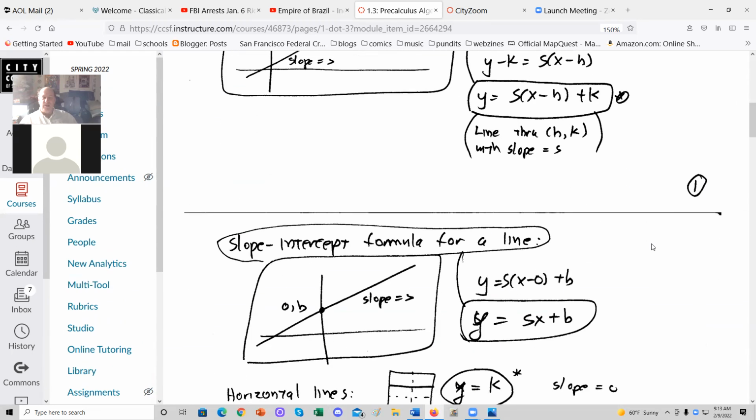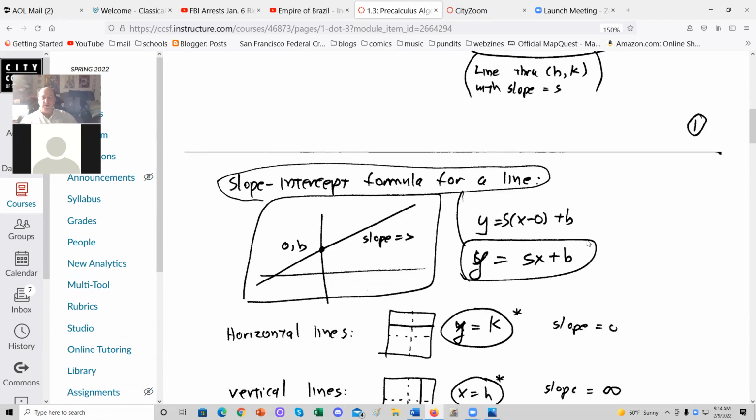All right, now, so that's the point-slope formula for a line. Now, there's also the slope-intercept formula for a line, where we're given the slope s and the y-intercept 0, b. Then if you plug in 0 for h and b for k, you get y equals sx plus b. That's pretty easy, actually. So it's slope times x plus y-intercept. Pretty simple formula, easily remembered.